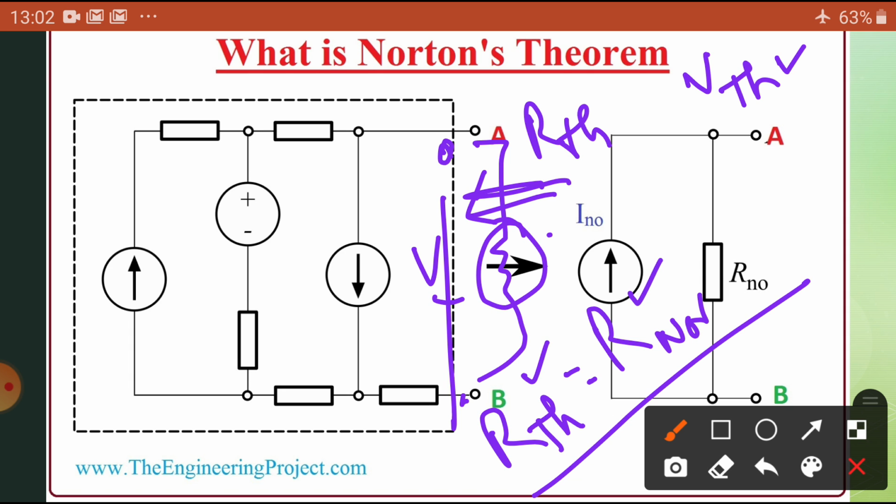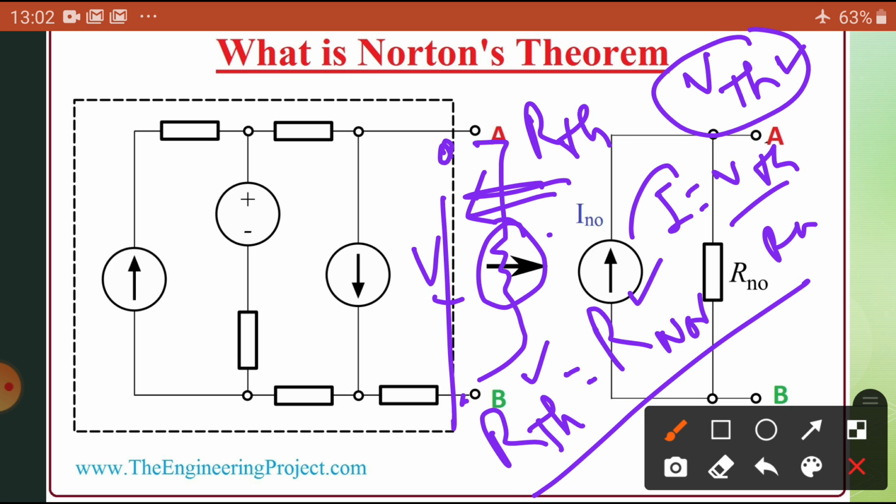Now, what is the relation between V Thevenin and the others? If you know V Thevenin and R Thevenin, then the current I is equal to V Thevenin by R Thevenin, which is nothing but I Norton. Or if you want to find it individually, then what to do? In Thevenin's theorem you opened the A and B terminals. In this case, you short them and find the current across the shorted AB terminals. That is known as I Norton.